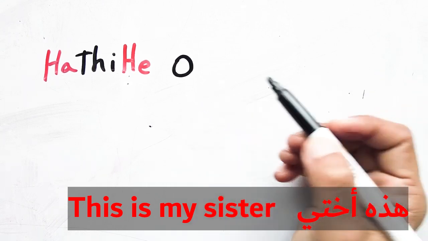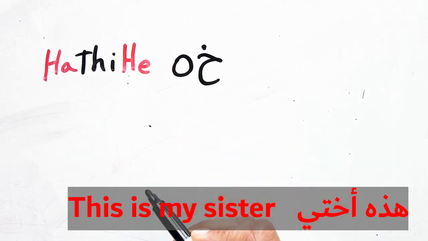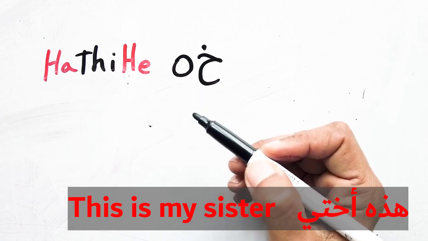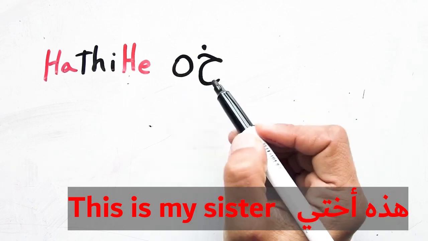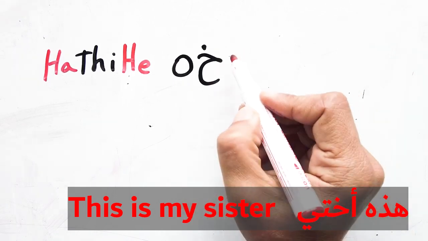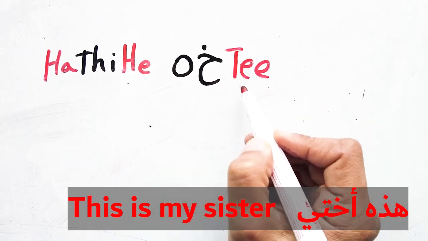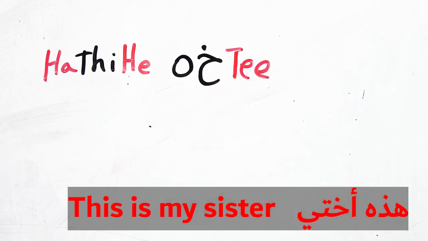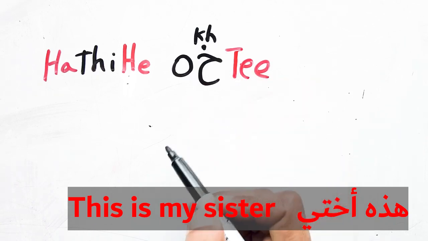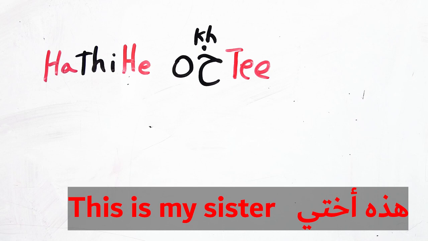This letter doesn't exist in English, so I'm going to write it as it is in Arabic. We pronounce it like when a person snores. أخ, أخ, أخت. Sometimes this letter is written in English like KH. أختي. Okay? So, pay attention.